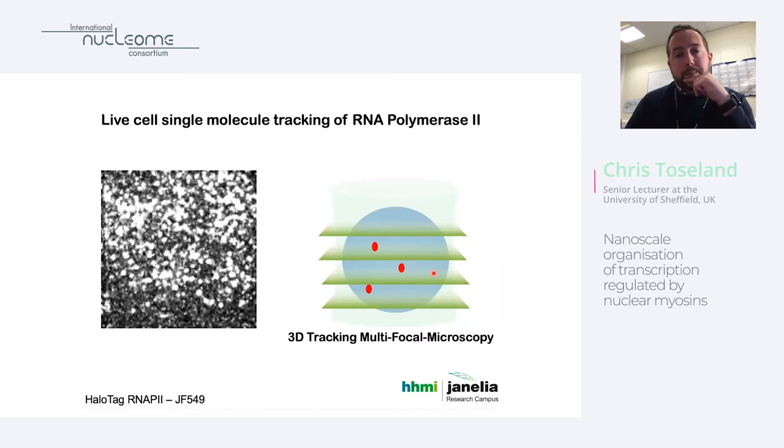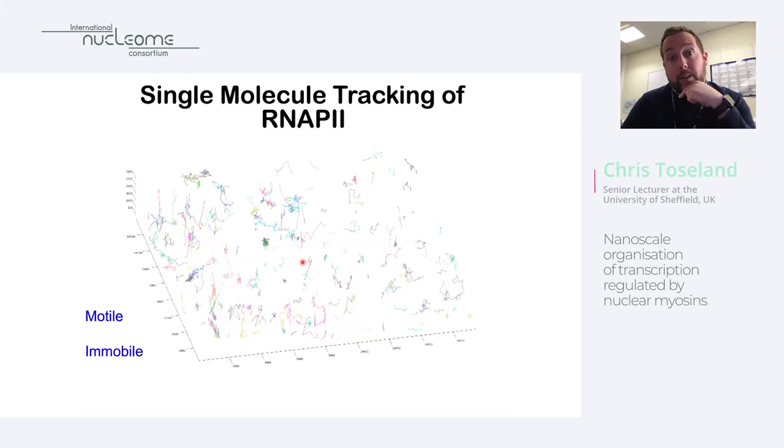of the nucleus. And this is an example of the different mapped tracks which we can observe when POL2 is moving throughout the nucleus. And what you can see is that we have motile states, so molecules which are moving around, and others which display very confined or immobile states, as shown here and here.